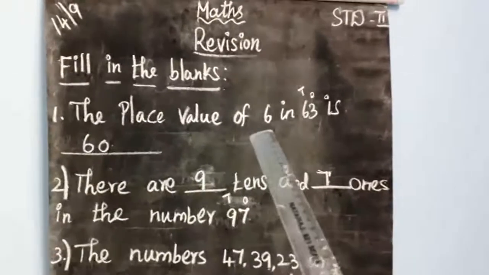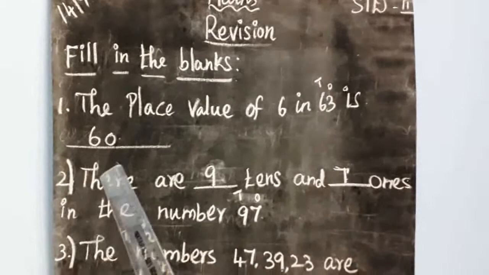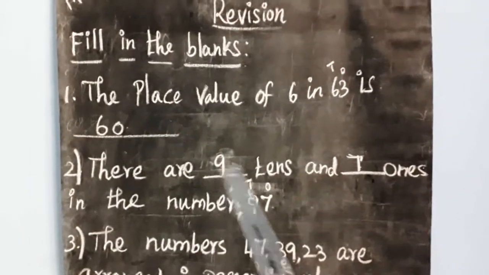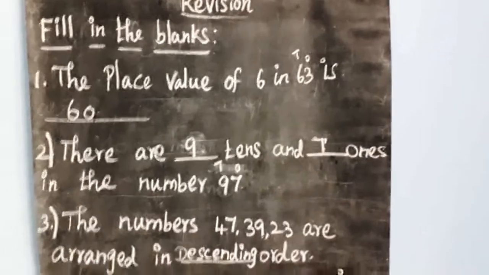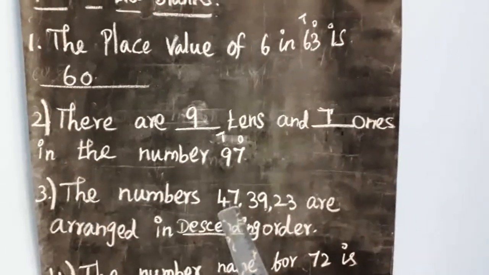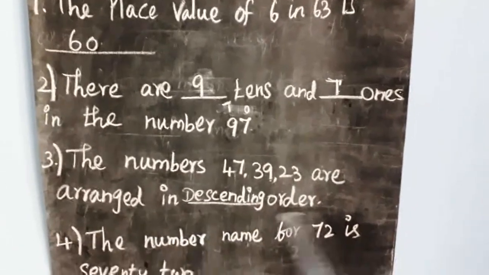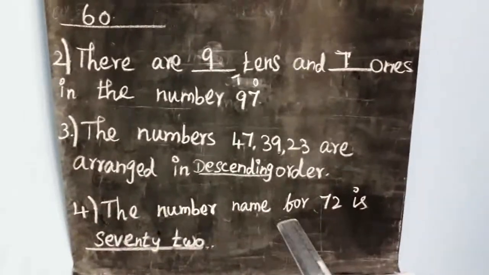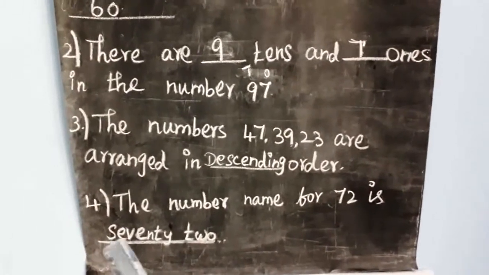The place value of 6 in 63 is 6 tens, so 60. There are 9 tens and 7 ones in the number 97. The numbers 47, 39, 23 are arranged in descending order. The number name for 72 is seventy-two.